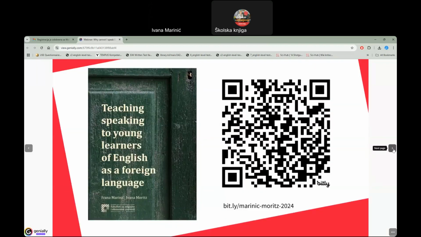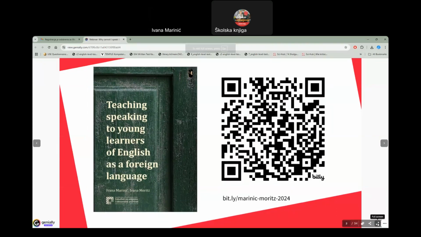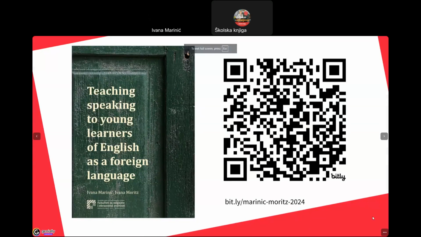So the other reason is right here in front of you, and that is the book that my colleague and I have just recently published. It's called Teaching Speaking to Young Learners of English as a Foreign Language. It was published by my Faculty of Education, and this is the QR code and the bit.ly link for the online free version of this book. So you cannot find it in print. It's only online, very environmentally friendly and user friendly. So this is the book, and during this webinar, I will present some parts of this book to you.